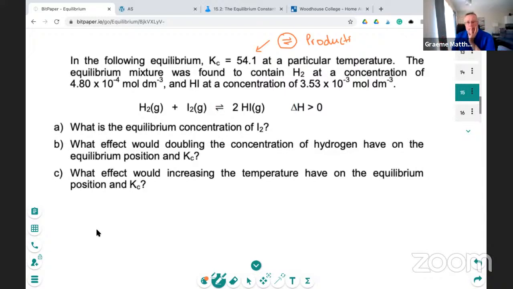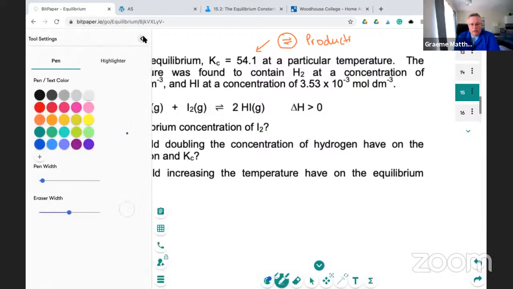Okay. And so the equilibrium mixture is found to contain H2 to a concentration of 4.8 times 10 to the minus 4, and HI to a concentration of 3.5 times 10 to the minus 3 moles per decimeter cubed. What's the equilibrium concentration of I2? All right then, chemists, on this one, let me do it where if I teach you one thing, you also learn something else, like one of these embedded teaching things.